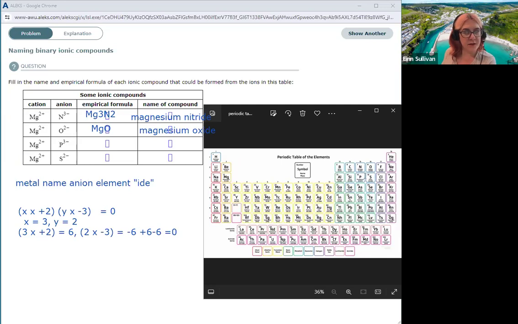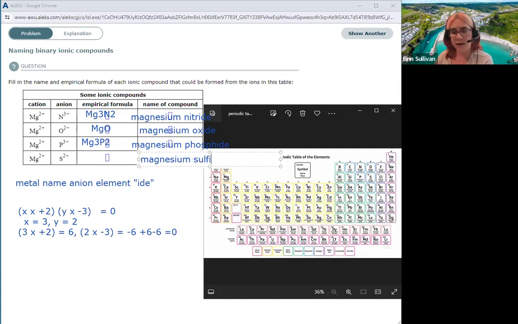Magnesium and then phosphorus over here, take off the "orus" and change it to "ide", would be magnesium phosphide. The formula for this, you're going to need 3 magnesium 2 pluses to balance 2 phosphide 3 minus, so Mg3P2. And then lastly, S is sulfur, so that would be sulfide, named magnesium sulfide. The formula of that, if magnesium is +2 and sulfide is -2, would just be MgS. They would balance each other out.